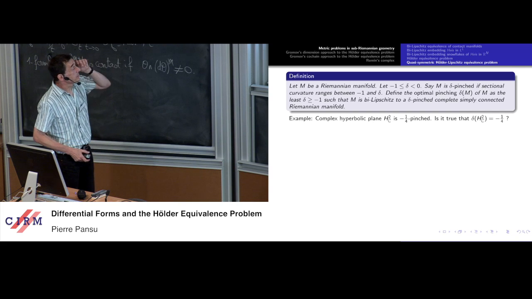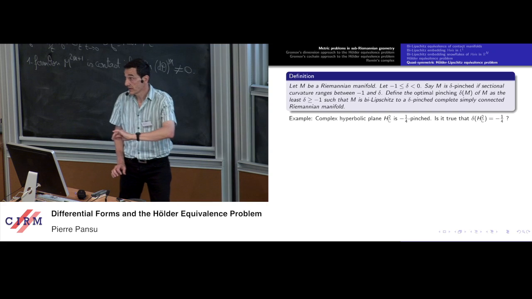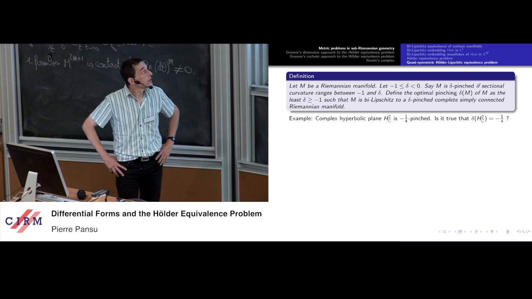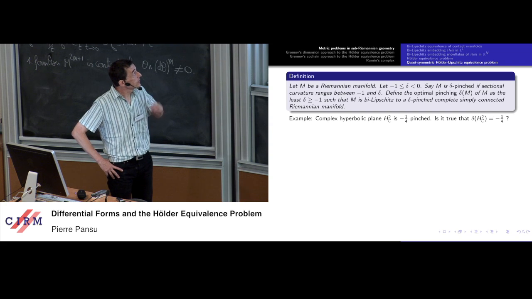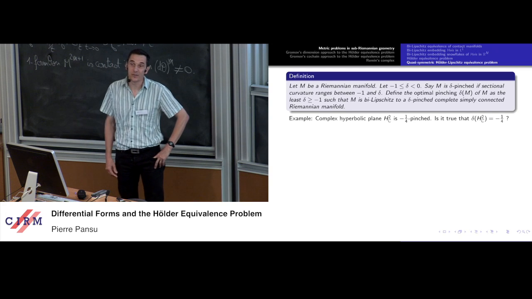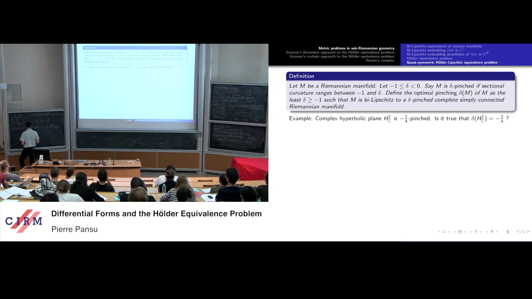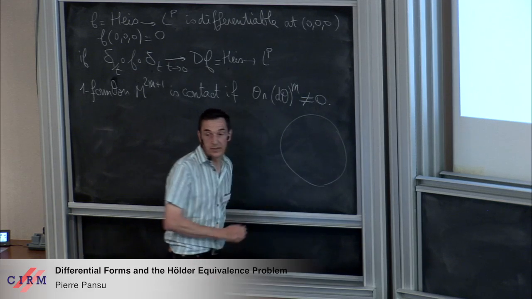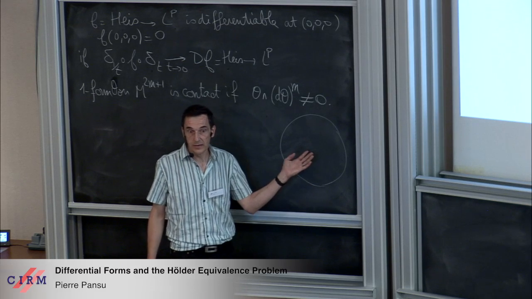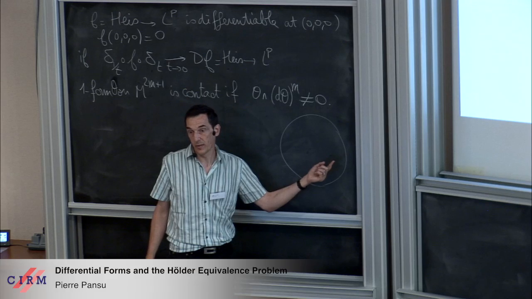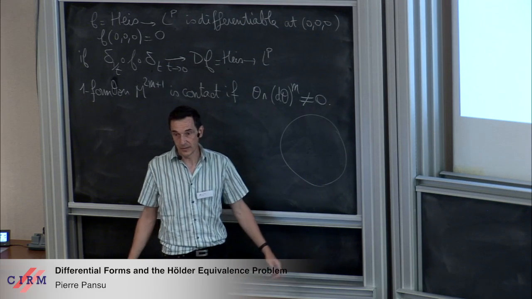So, now, examples. Since I have some time, I can say a word about the complex hyperbolic plane. That's another of my close friends. If you have some patience, I'll describe it for you. You see the words hyperbolic and plane. I expect most of you to know what the hyperbolic plane is. This familiar picture, it's the disk in a plane, and the planar Euclidean metric is modified in order to blow up near the boundary, and this produces the hyperbolic metric.